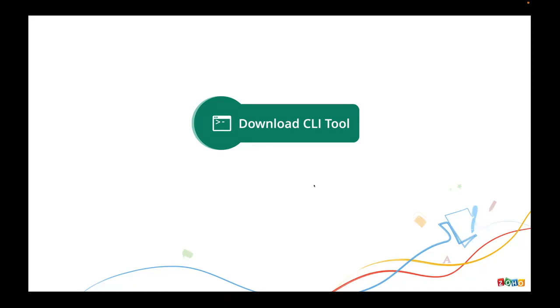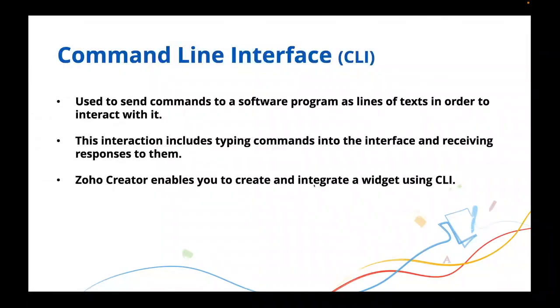Now, the first step, as I was saying, is for us to download this CLI tool. Now, what is a CLI tool? CLI is nothing but a command line interface. This is an interface that we use in order to send commands to the software program that we are trying to interact with. These commands will be sent as lines of text in order to interact with the program. This interaction could include typing your commands into the interface as well as receiving responses from them. Using this CLI, we'll be able to create and integrate a widget into Zoho Creator. So that's exactly why this becomes the very first step.